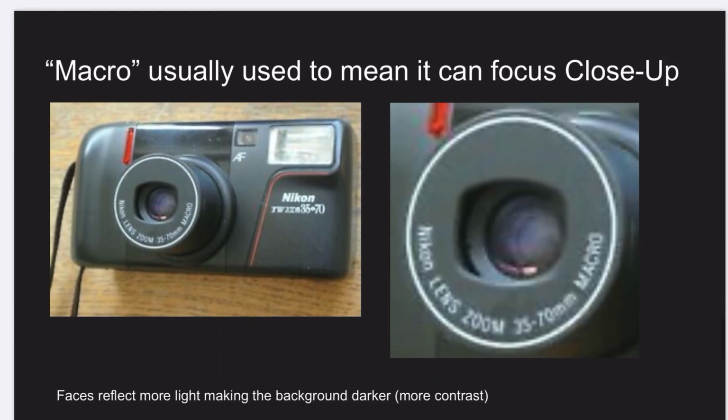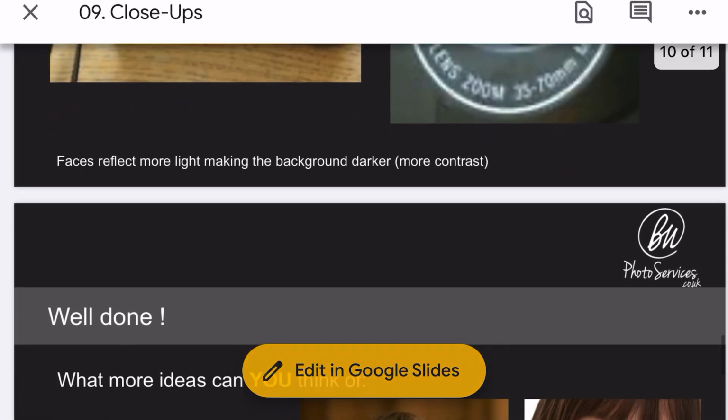If you have another camera, it may have the word macro on it, but it's not really. It's just a close-up feature, so you just need to check the limitations of your camera. All right, so that's pretty much it.